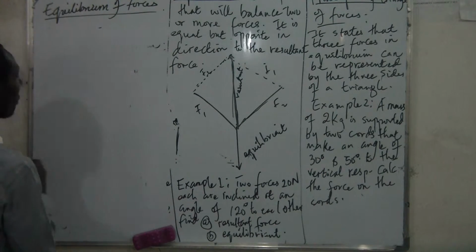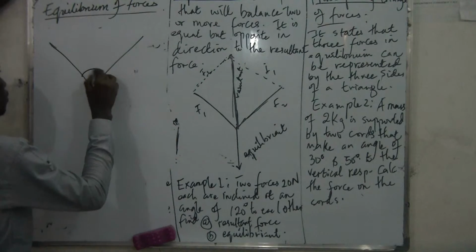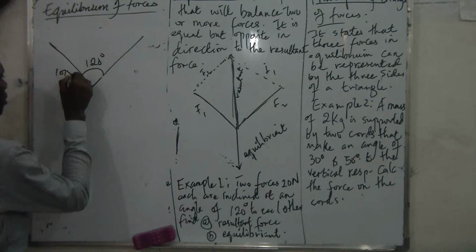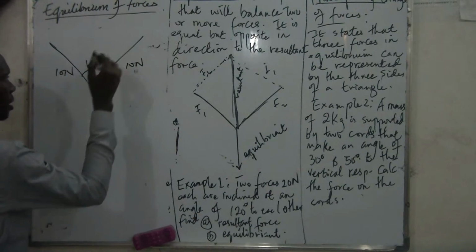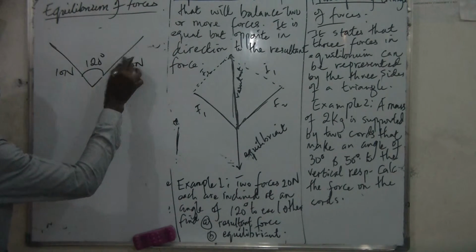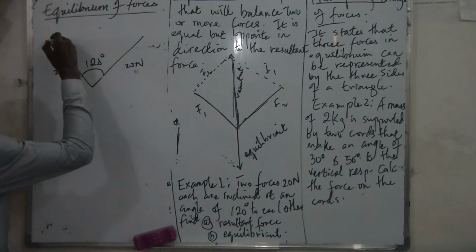First of all, we have these two forces. We said that they are inclined to each other, meaning their position at an angle of 120 degrees to each other. And this one is 20 Newton, and this is 20 Newton. The resultant force is a single force that has the same effect as the two forces.